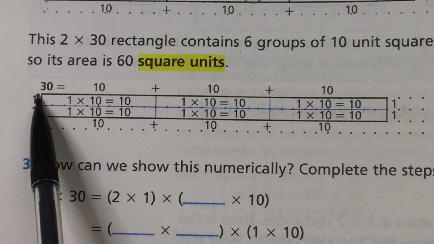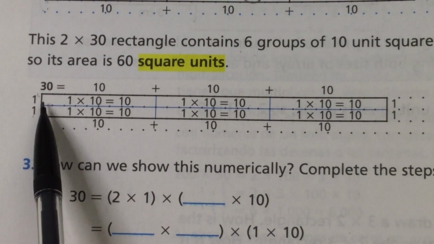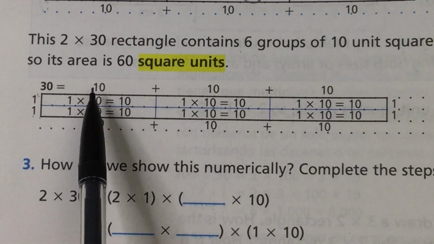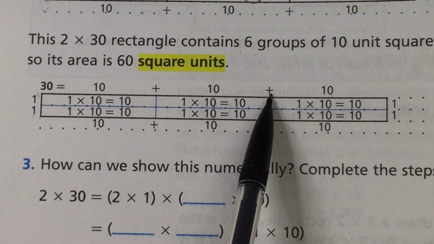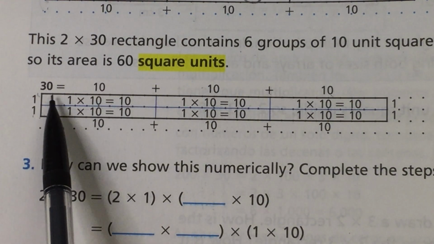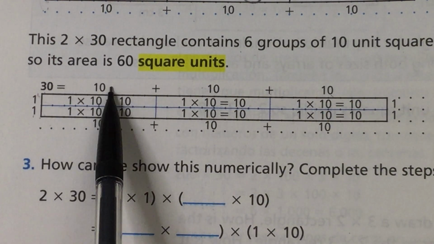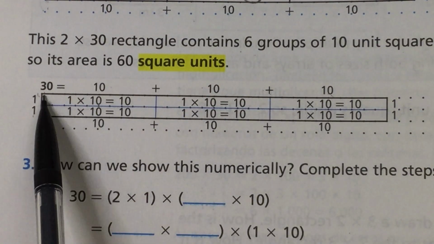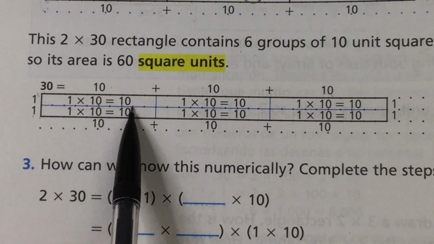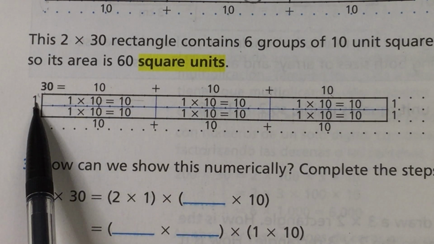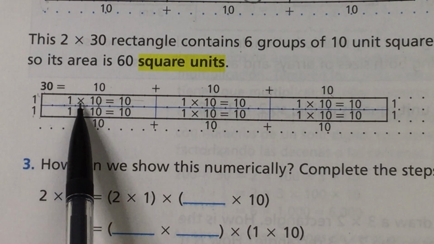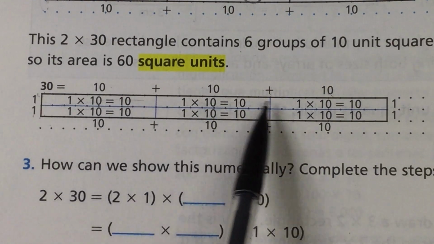So check it out. We're back to 1 and 1 over here, and that's because we have this line drawn in the middle. We have 10, 10, 10, same as the last time. Notice they've got those plus signs in there. That's important because it's showing that 30 equals 10 plus 10 plus 10. Okay, and then because it's so divided up, each of these little sections is 1 by 10. 1 times 10 equals 10, etc.